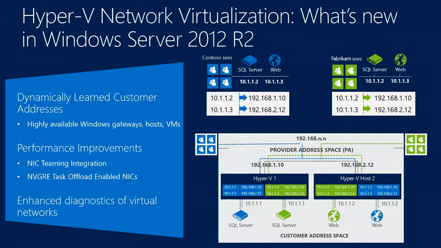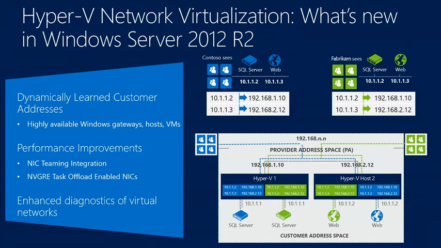One of the performance improvements that we added in R2 is NIC teaming integration. Also, a lot of our vendors are going to start to come out with NVGRE task offload enabled NIC cards. You've probably heard of network cards that allow you to offload processing to the network cards. A lot of vendors are doing this now, but they'll be coming out with NICs that enable NVGRE offload as well. Emulex and Mellanox are the two vendors that will be coming out with those later this year when we release Server 2012 on October 18th. So you'll start to see those cards coming out. And there's enhanced diagnostics of the virtual networks as well.